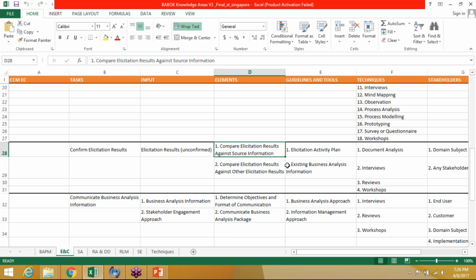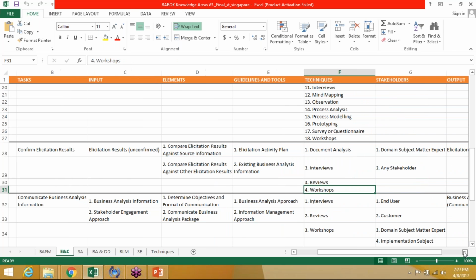When you refer to the guidelines and tools, we have two guidelines and tools: the elicitation activity plan, and existing business analysis information, which is the information that you already have and that you can refer to in order to cross-check whether the information is consistent or not. Now, if you look at this, it has four techniques: document analysis, interview, review, and workshops.